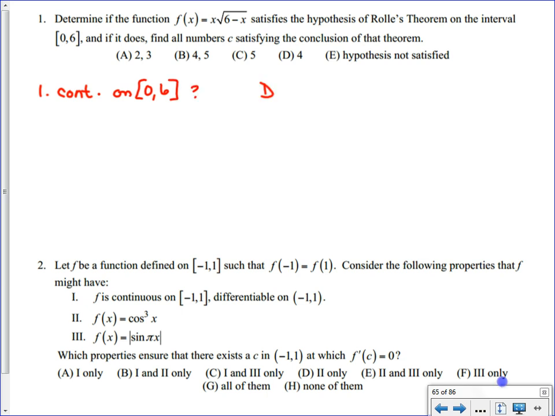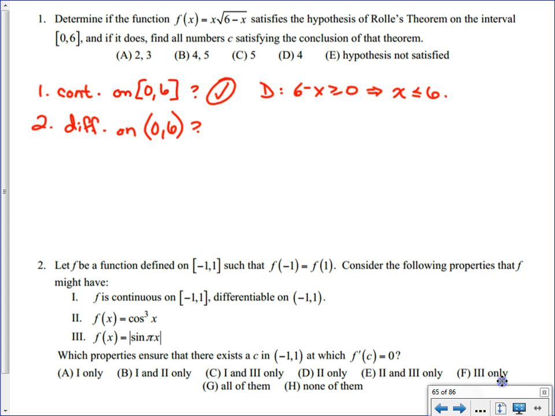What's my domain? Come on, it's the square root, pre-calc. Greater than or equal to 0, since the square root of 0 is 0, no big deal. So therefore, what's my domain? x needs to be in that interval. So is it continuous? Yep. Now, differentiable on the open interval.